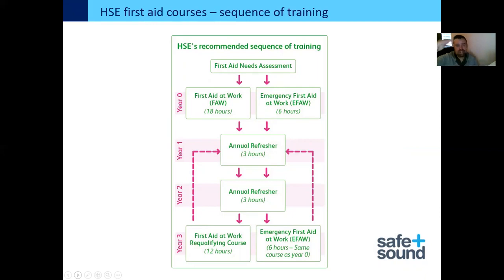The HSE first aid course sequence of training. So you can see there, you do a first aid needs assessment, decide which one you need. So do you need the first aid at work or the annual one? You then do your annual refreshers yearly. And then here you go into your full refreshers and your annual ones, just doing your additional training.